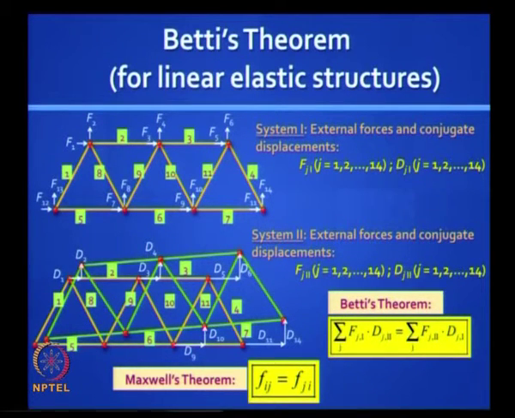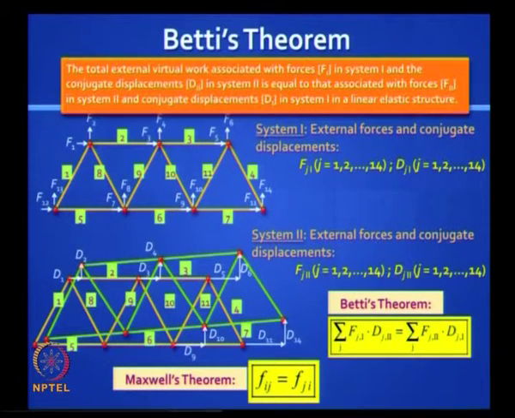Put together, the two reciprocal theorems are often referred to as the Maxwell-Betti reciprocal theorems. So, if you want a statement of the theorem, it would be the total external virtual work associated with forces F1 in system 1 and the conjugate displacements D2 in system 2 is equal to that associated with forces F2 in system 2 and the conjugate displacements D1 in system 1 in a linear elastic structure.